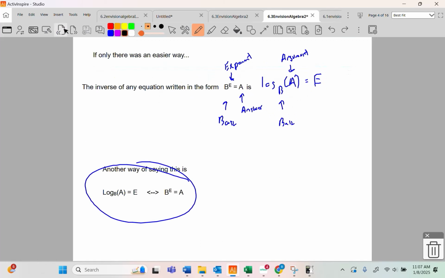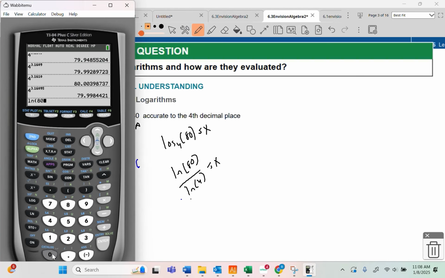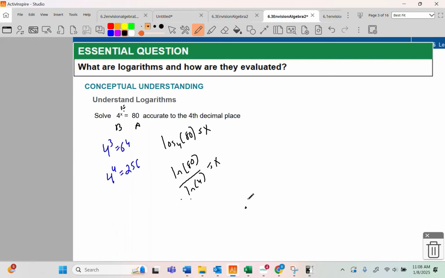Now, going back to the one I was doing earlier, I could write this as a log base 4, argument 80 equal to x. And this is a lesson for another day, but in a calculator I type ln 80 over ln 4. That's what I do in a calculator. See, there's my answer, 3.16096, which I was really close to. But just like that, I have it.